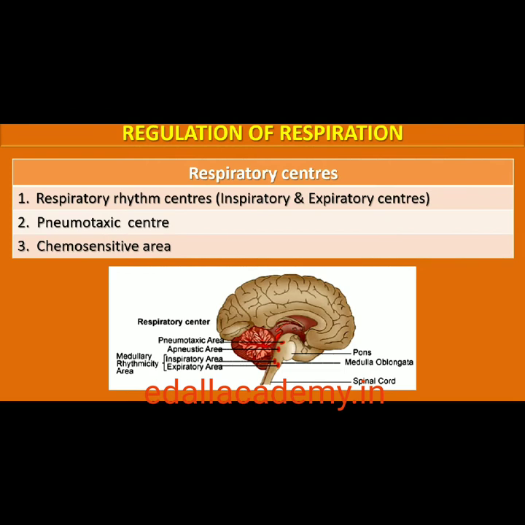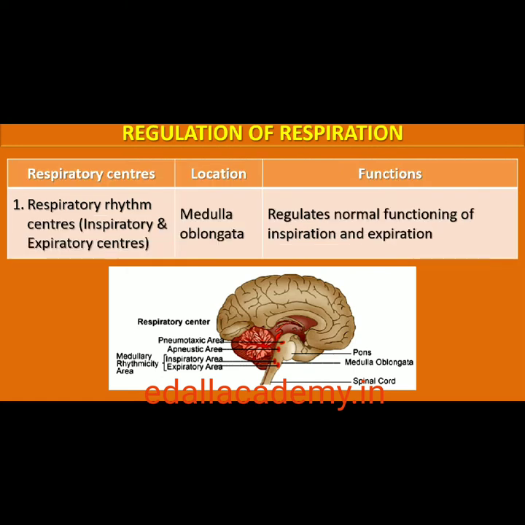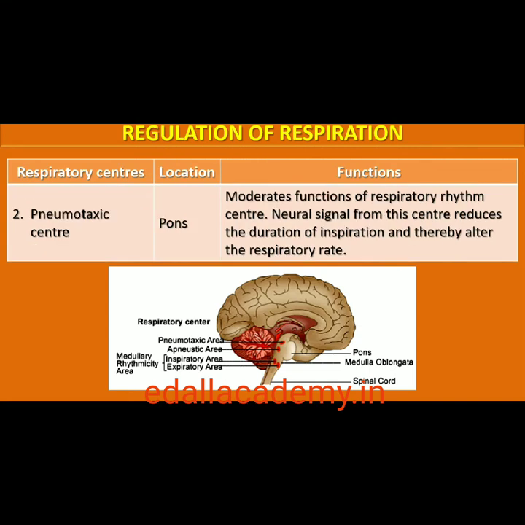17.5 Regulation of Respiration. Human beings have a significant ability to maintain and moderate the respiratory rhythm to suit the demands of the body tissues. This is done by the neural system. A specialized center present in the medulla region of the brain called Respiratory Rhythm Center is primarily responsible for this regulation. Another center present in the pons region of the brain called pneumotaxic center can moderate the functions of the respiratory rhythm center. Neural signal from this center can reduce the duration of inspiration and thereby alter the respiratory rate.